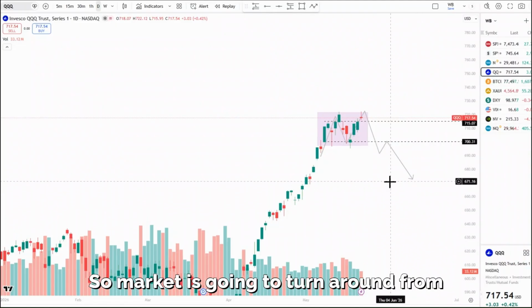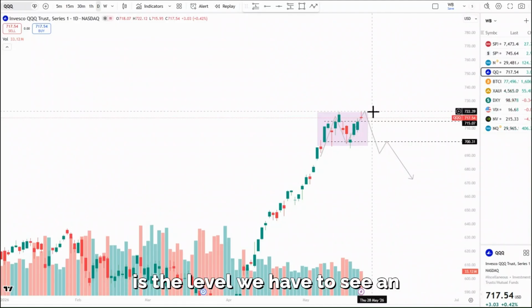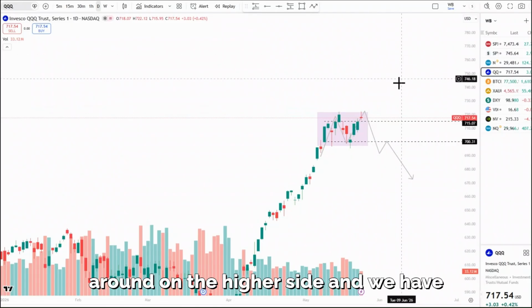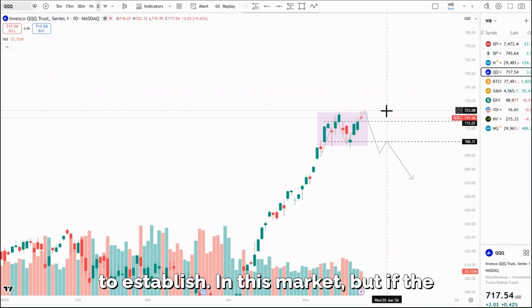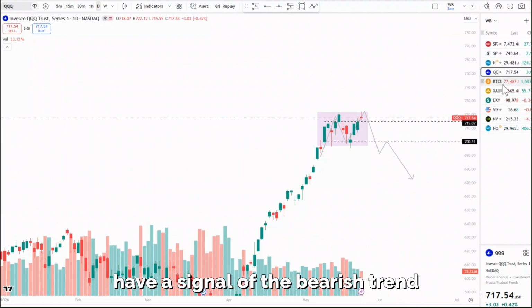The market is going to turn around from these levels, but we have to wait. 725 is the level we have to watch, and above 725 the market will continue to turn around on the higher side, and we have to stay bullish in this market. But if the market closes below 714, then we may have a signal of a bearish trend starting.